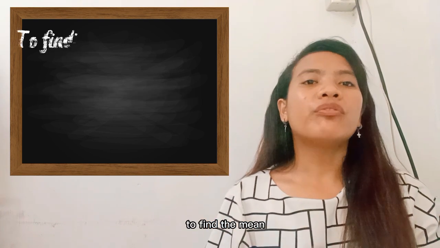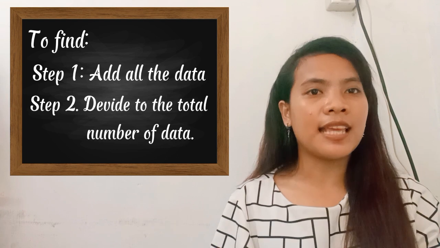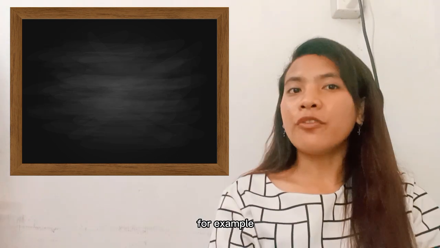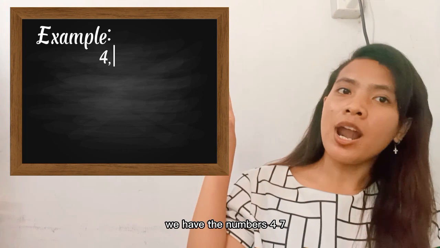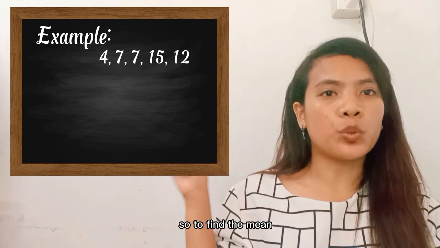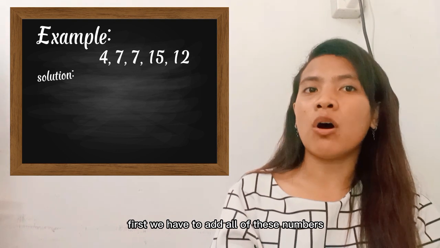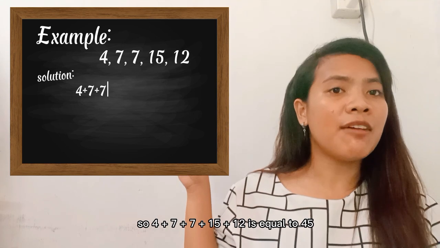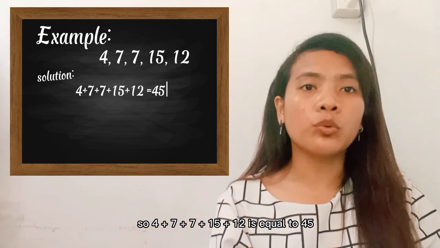To find the mean, you have to add all the numbers in the data and divide it by how many numbers are present. For example, we have the numbers 4, 7, 7, 15, and 12. So to find the mean, first we have to add all of these numbers. So 4 plus 7 plus 7 plus 15 plus 12 is equal to 45.